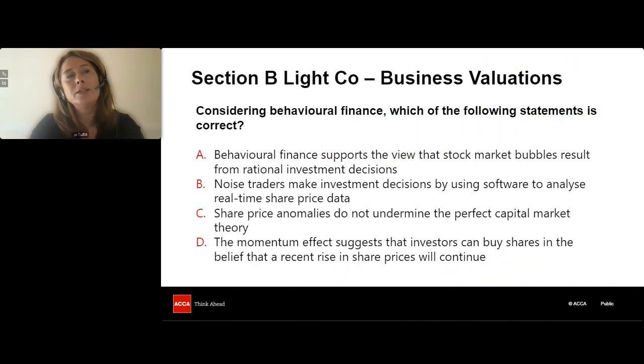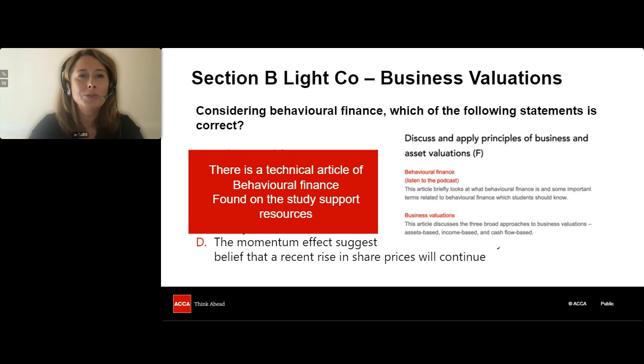And then finally, from this section B question, this one is on behavioural finance. Now, if you had done as you are requested to by the examining team, read the technical articles, then this question would have been quite straightforward for you. There's a technical article on behavioural finance and there's also a podcast. So if you got this question wrong, you should have been able to get it right if you'd studied that article. So let's go through it.